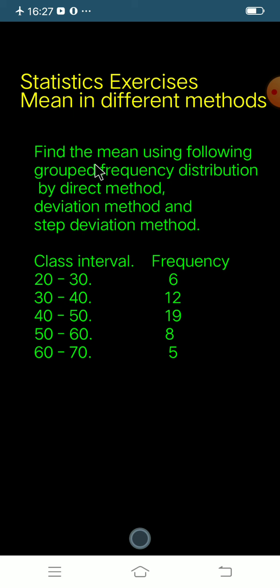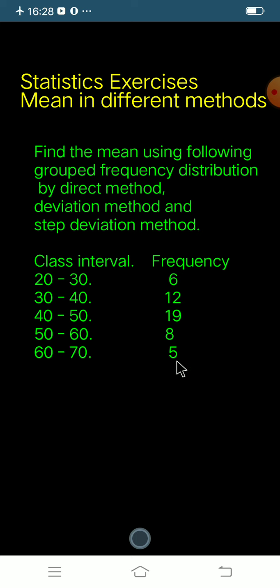Find the mean using the following grouped frequency distribution by direct method, deviation method, and step deviation method. Class intervals and frequency. In the column of class interval, it is read 20 to 30. How many frequency? 6. 30 to 40. Number of items 12. 40 to 50. The number of frequency is 19. 50 to 60. The frequency is 8. 60 to 70. The frequency is 5.